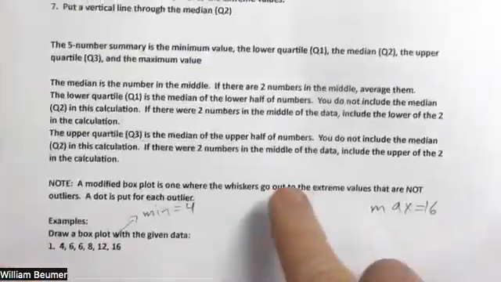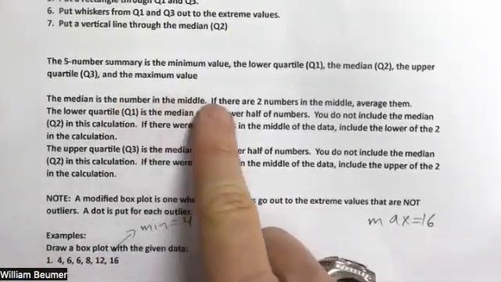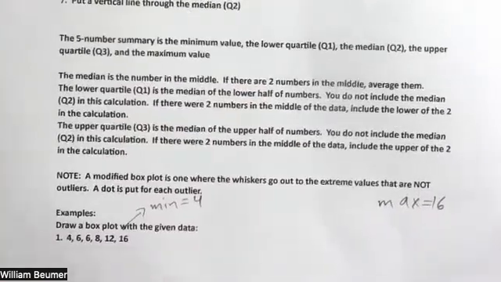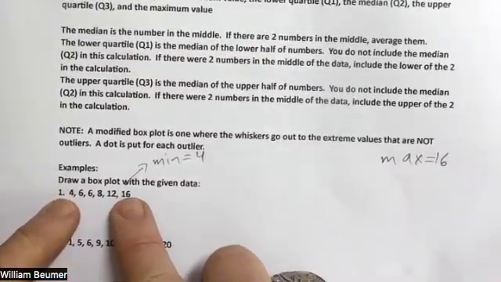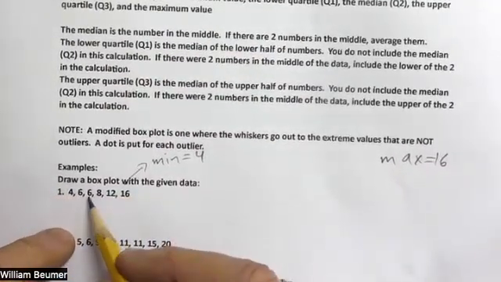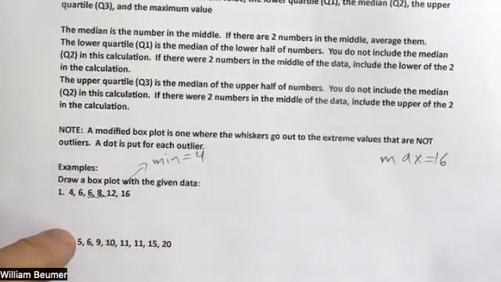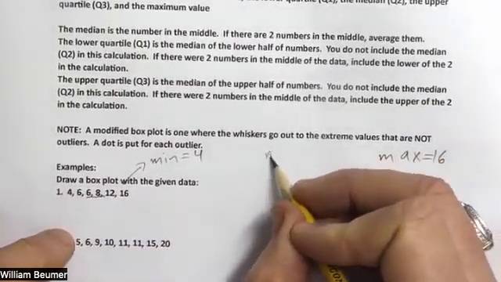The median is the number in the middle. If there are 2 numbers in the middle, you average them. So we count from the outsides: 1, 2, 3. We have 2 numbers in the middle here, 6 and 8, so our median is equal to 7.